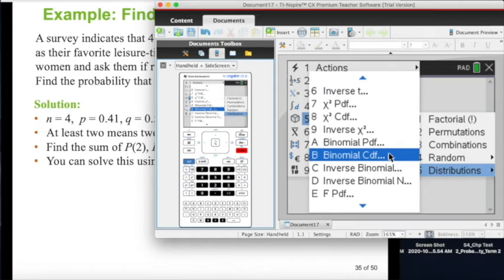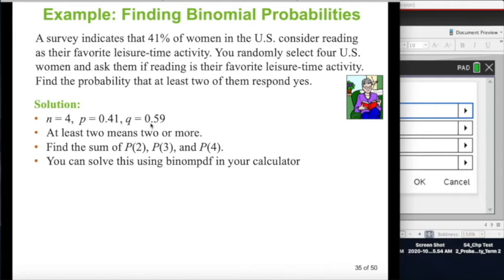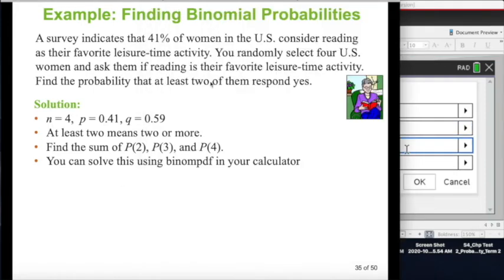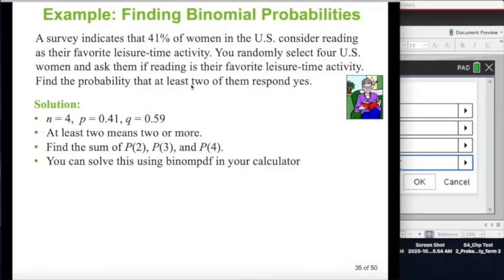Cumulative density function. The number of trials: there are 4 women being asked. The probability of success is 0.41. For the lower bound, the question says at least 2 of the women, so the lower bound is 2. And the upper bound, of course, is 4 because there are 4 women being asked.